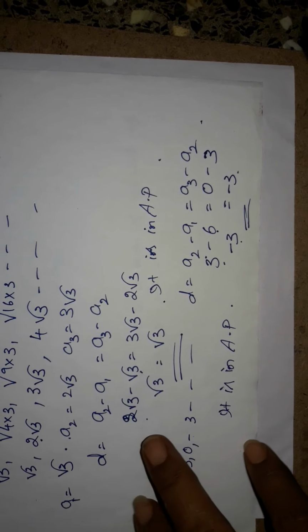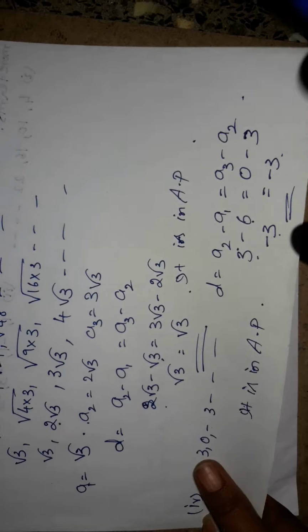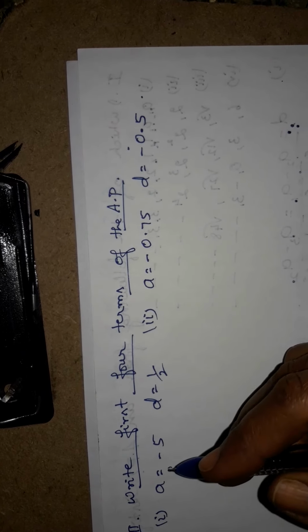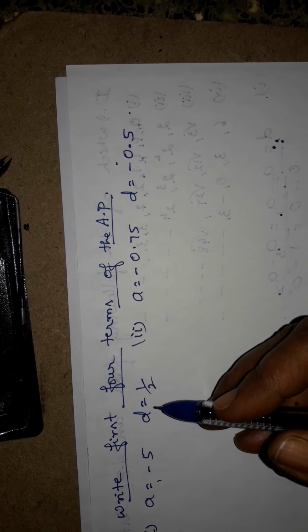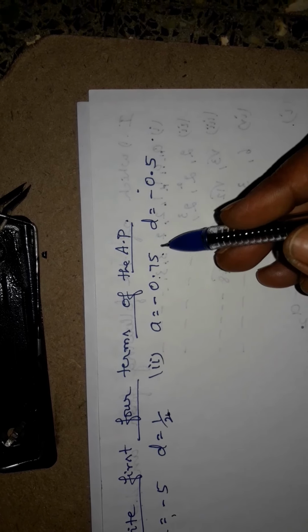Understood, students? Very easy. You have to memorize. If the common difference is the same, then the terms are said to be in AP. A2 minus A1 equals A3 minus A2. See, next type of question. Write the first 4 terms of the AP. They are given A equals minus 5, D equals 1 by 2. And the second one, A equals minus 0.75, D equals minus 0.5. We have to find out the next terms.